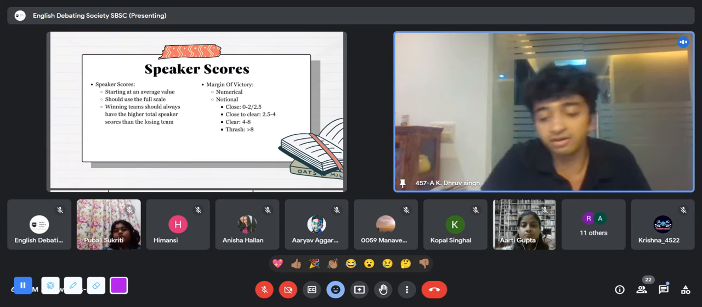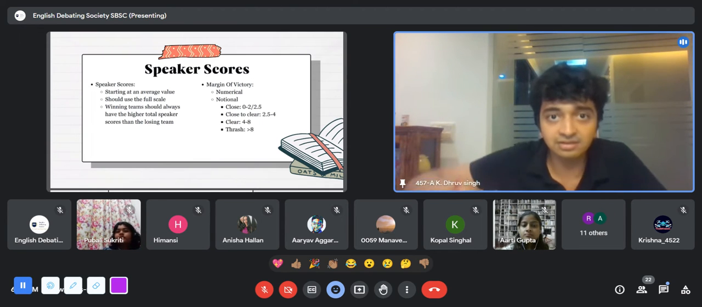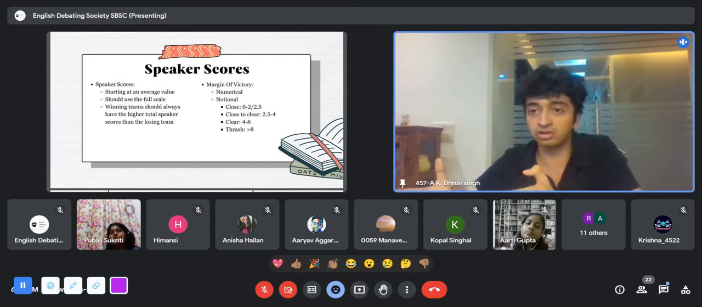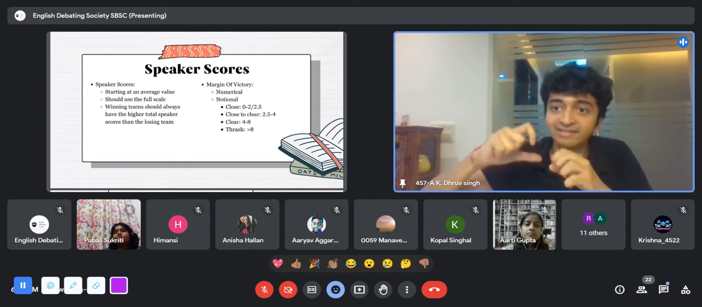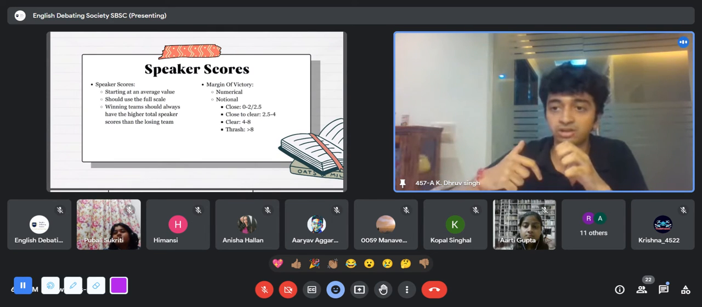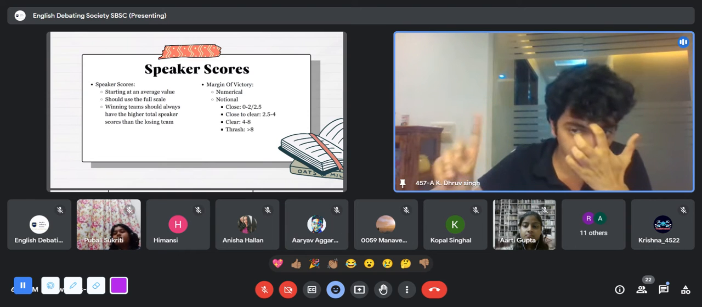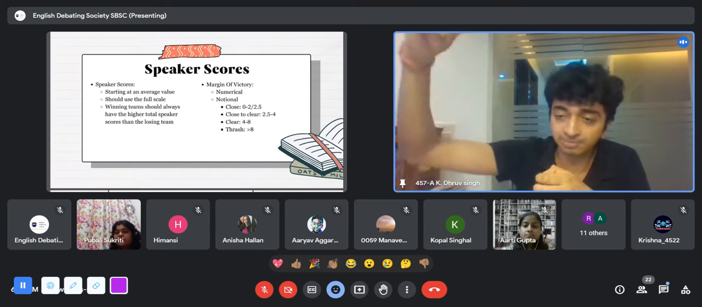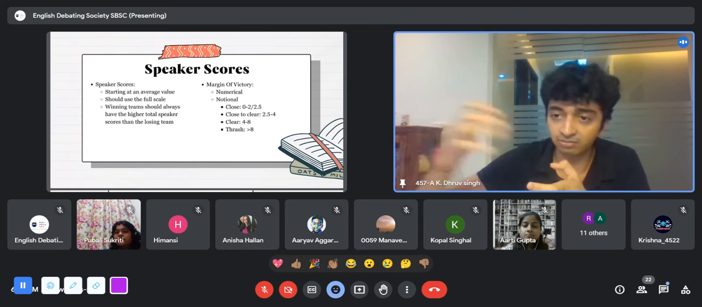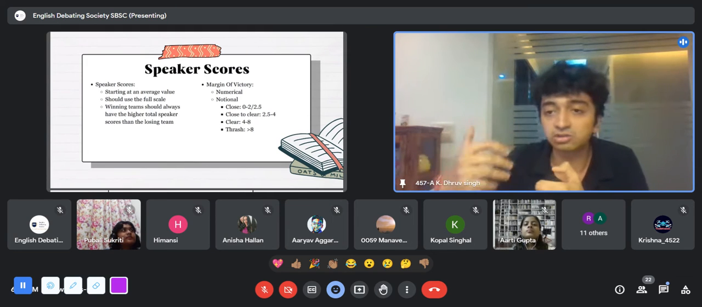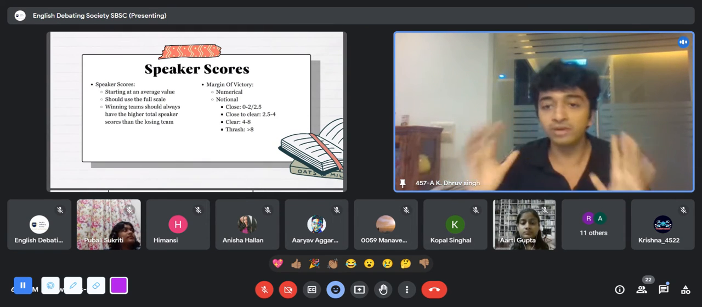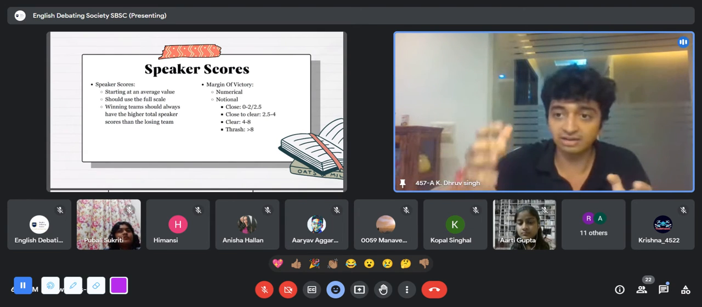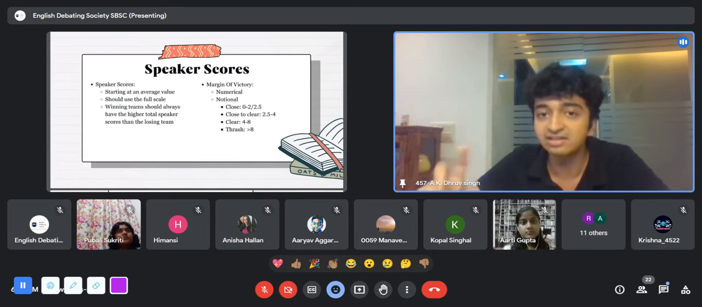All right, so what is margin of victory? Margin of victory essentially represents the difference that exists between the two teams, the team which is winning and the team which is losing. It can occur in two ways. Number one, numerical, which means the quantitative difference when you sum up all the speaker scores of the winning team and subtract the speaker scores of the losing team. And the other is notional.